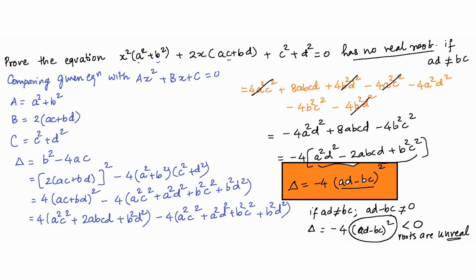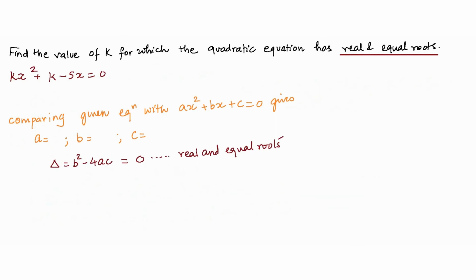Moving on to the next question. Find the value of k for which the quadratic equation has real and equal roots. The quadratic equation given here is kx square plus (k minus 5)x equal to 0. So I first need to rearrange this equation in the standard form. I will rearrange it as kx square minus 5x plus k equal to 0.